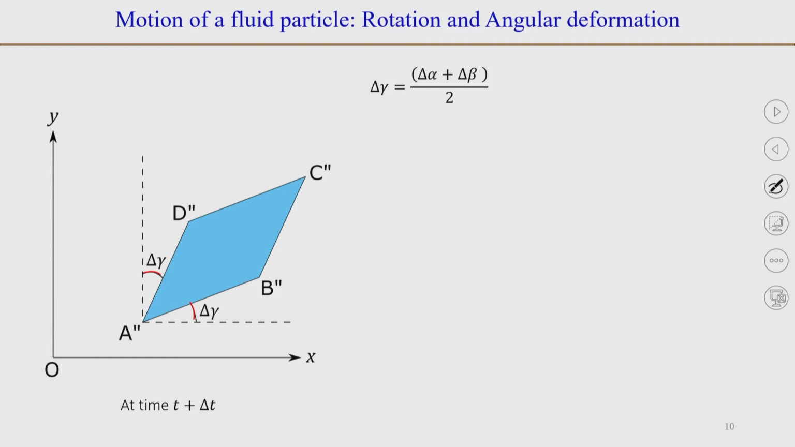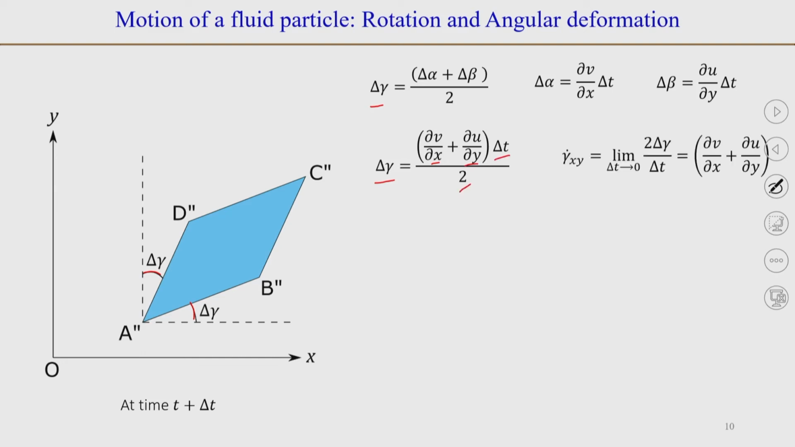Now, delta gamma we obtained is delta alpha plus delta beta divided by 2. So, we can substitute the expressions that we derived for delta alpha and delta beta in terms of partial derivatives of velocity components u and v. When we substitute, we get delta gamma is equal to dou v by dou x plus dou u by dou y, into delta t, divided by 2, or delta gamma over delta t is dou v by dou x plus dou u by dou y divided by 2.